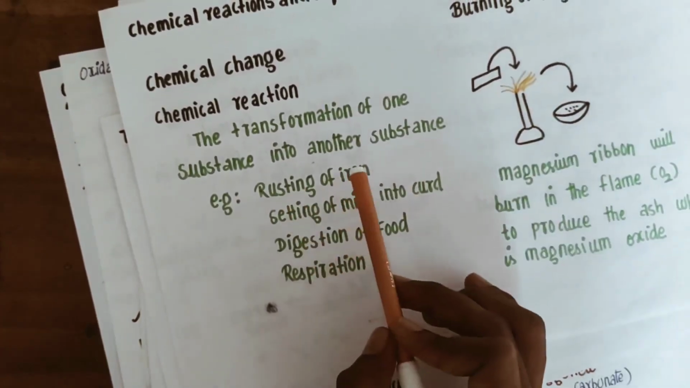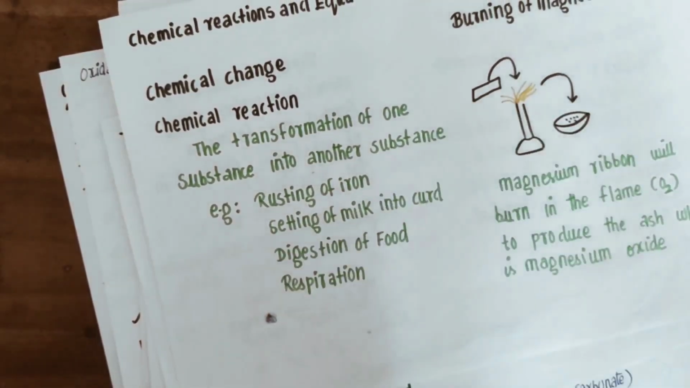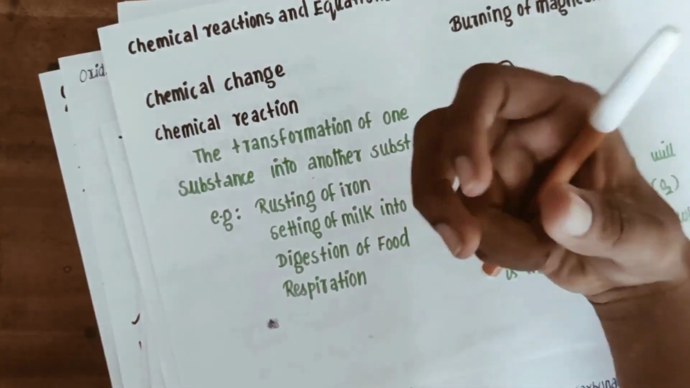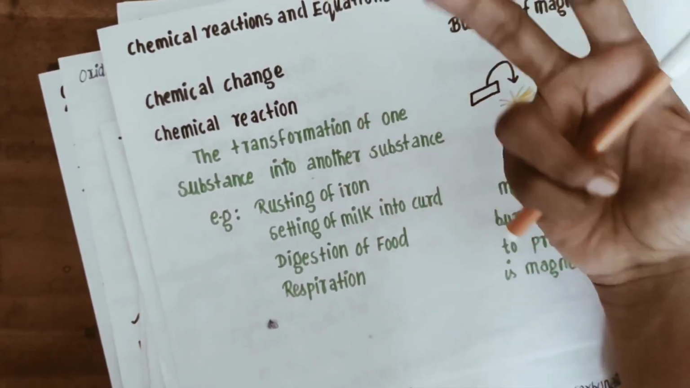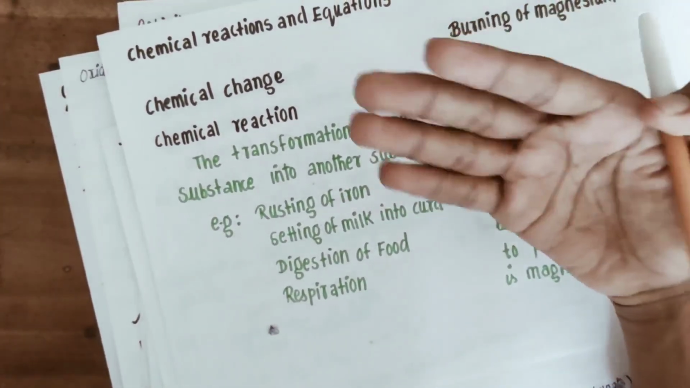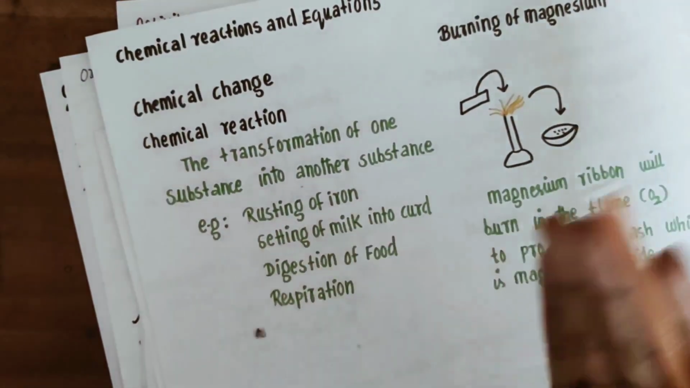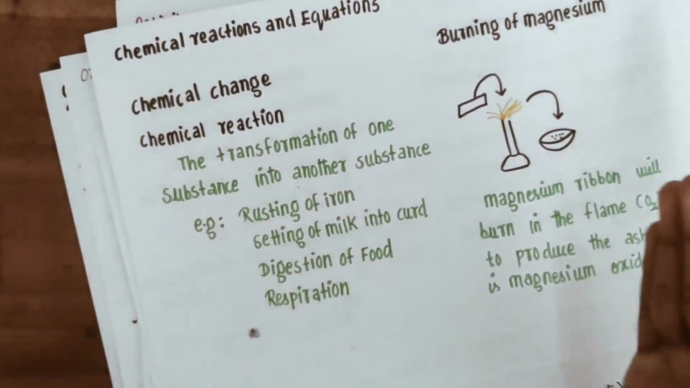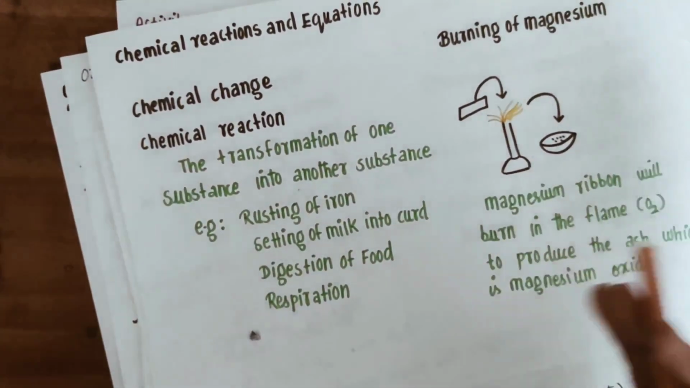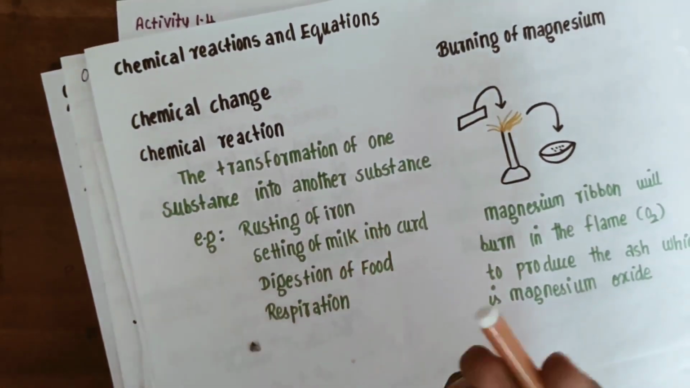Rusting of iron: as you know, what happens when you expose iron to air and moisture? It turns brown in color, right? That is what is called rusting, which can be prevented by painting. Yes, that's what we usually do. This we will be learning in detail towards the end of the chapter. And setting of milk to curd: milk is converted into curd, and this curd is a new substance formed. You cannot convert this curd back to milk. I hope you are understanding.